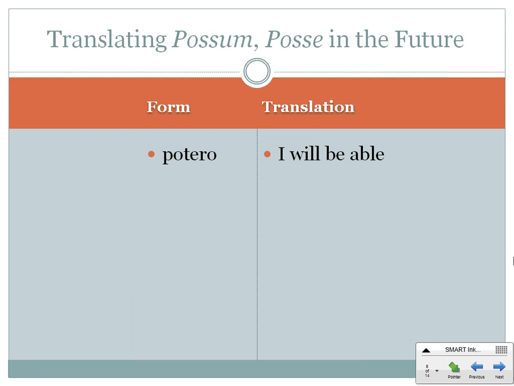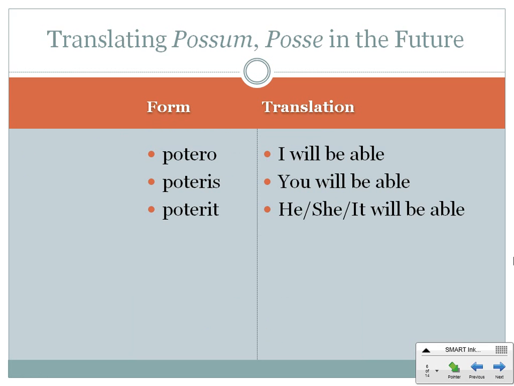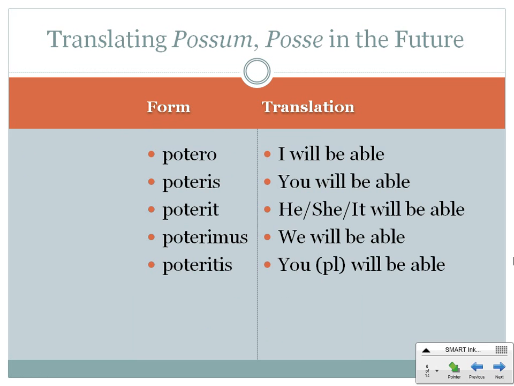So our forms are going to go potero, I will be able, poteris, you will be able, poterit, he, she, it will be able, poterimus, we will be able, poteritis, you all will be able, and poterunt, they will be able.